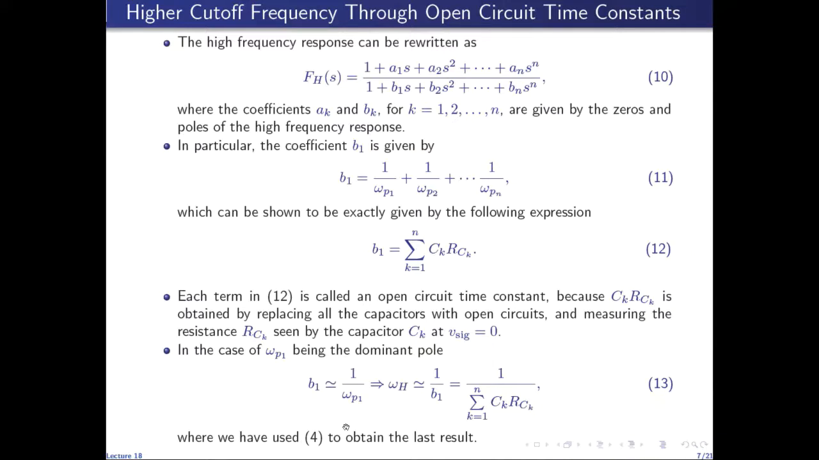And from the dominant pole method, we know that omega h under this assumption is approximated by omega p1. So in this case, omega h is approximated by 1 over b1, because omega p1 is 1 over b1. So using this method, we can estimate the higher cutoff frequency of the amplifier by the inverse of the sum of all of the open circuit time constants due to all the capacitors in the network.